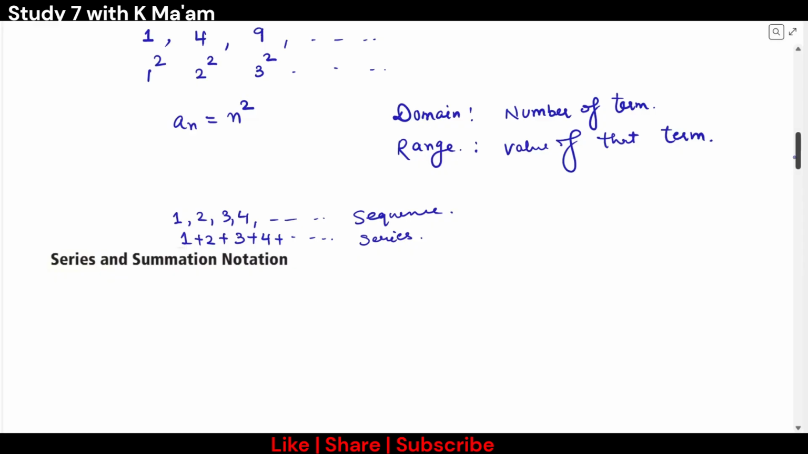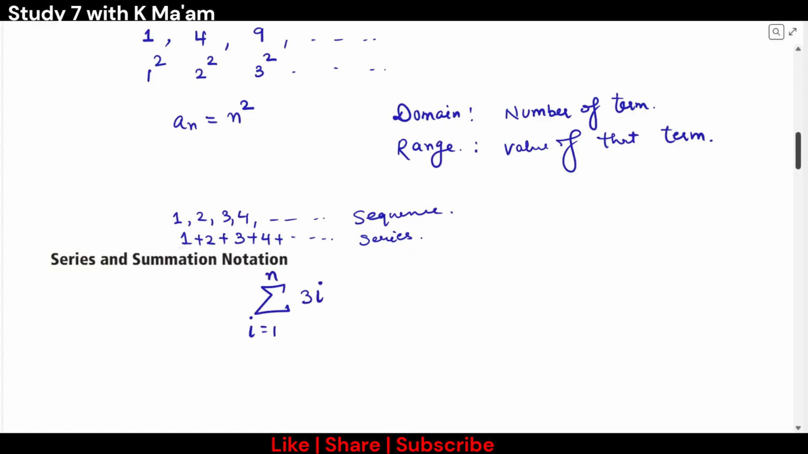Summation notation. This is a sign of summation. It means you are adding the terms. So summation of a number. It may be 2i, 3i, 4i. I is moving continuously from 1 to any number.